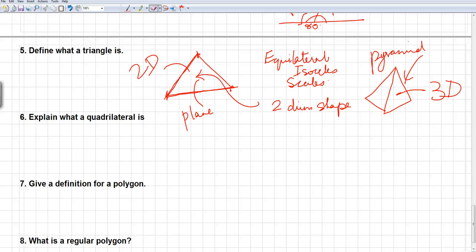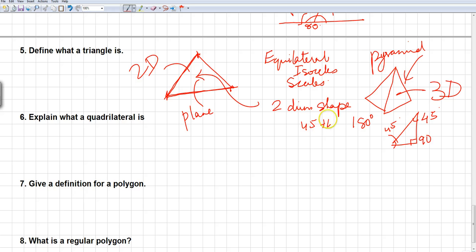Now the measures of the triangle total to 180 degrees. You have to remember that. It's pretty important. So if I have a triangle, if this is 90 degrees, this is 45, and this is 45, if I add it up, 45 plus 45 plus 90 is equal to 180 degrees. Correct?